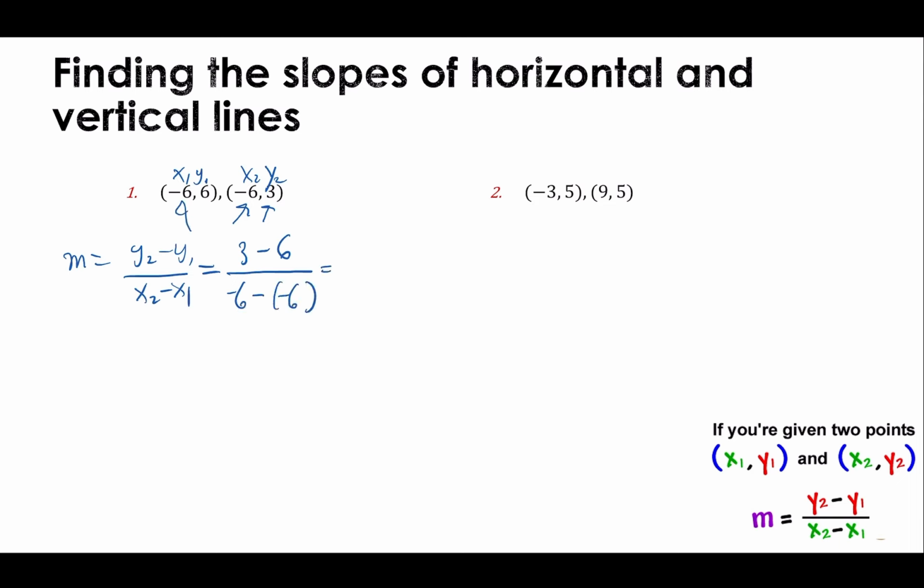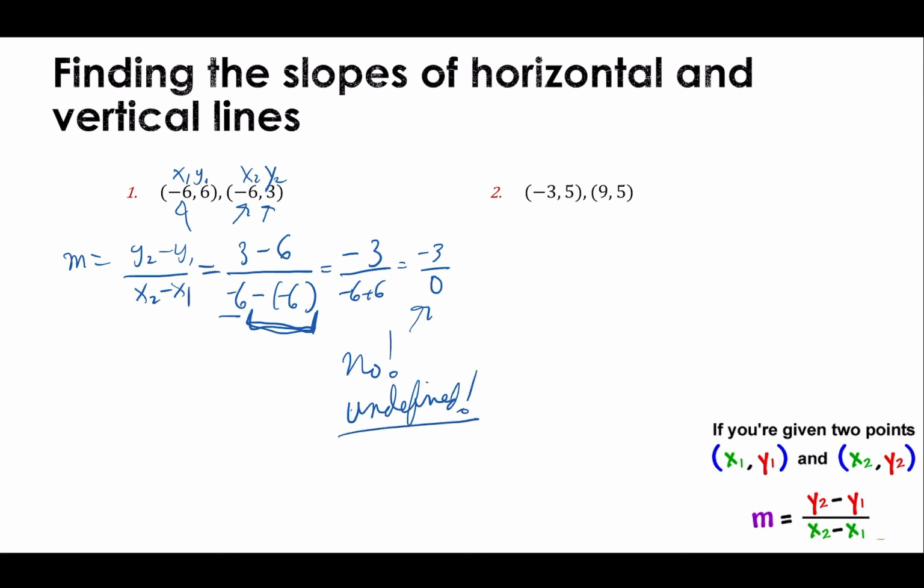Well, 3 minus 6 is negative 3, and negative 6 minus a negative 6 becomes negative 6 plus 6, which is 0. Can I divide by 0? No. When we divide by 0, it's undefined. We can't divide by 0. Anything divided by 0 is undefined.